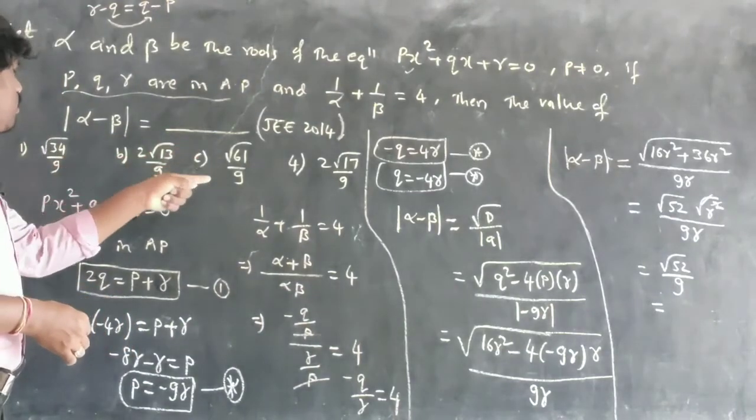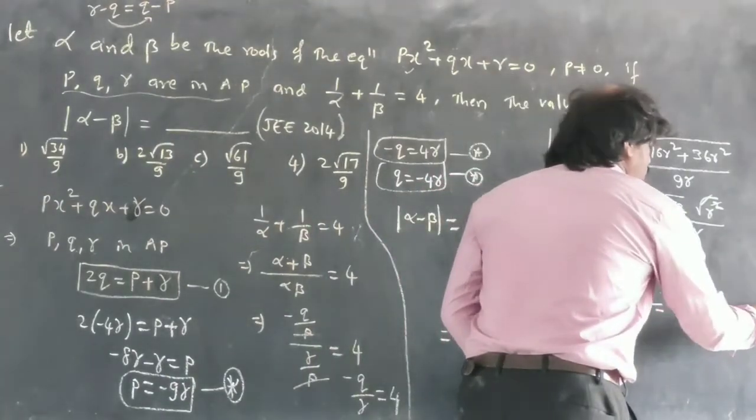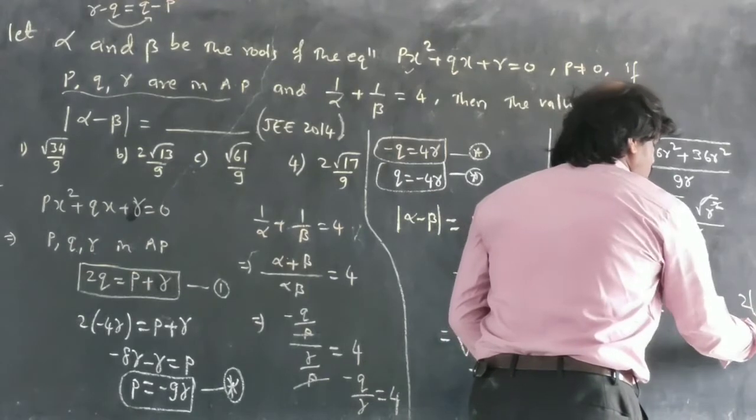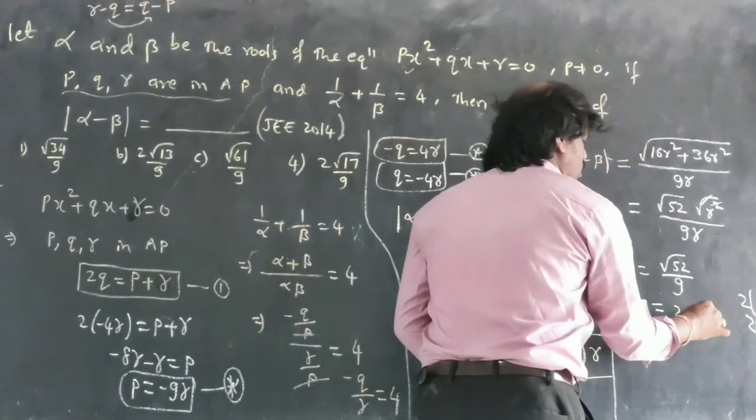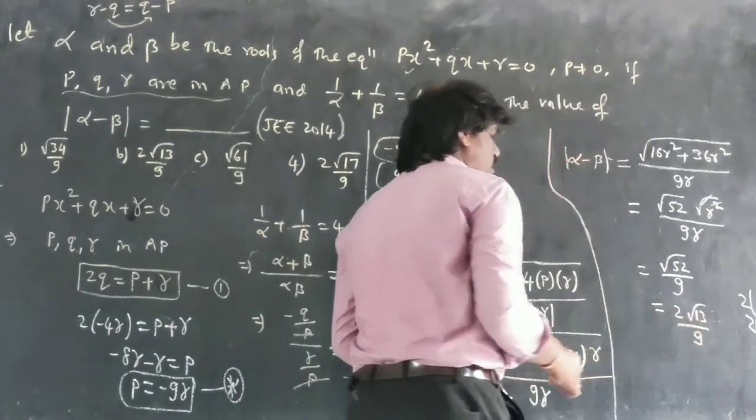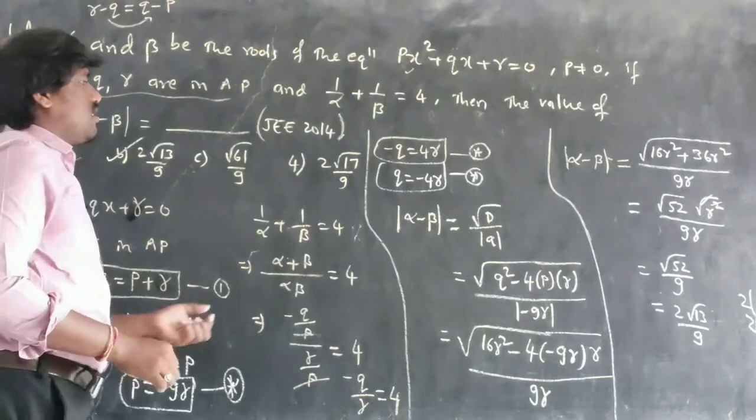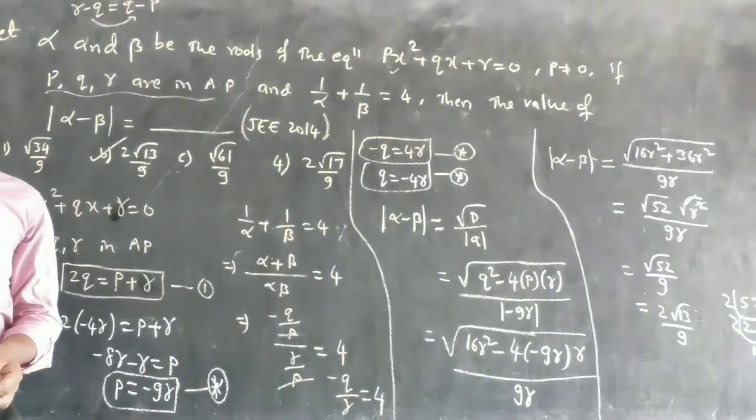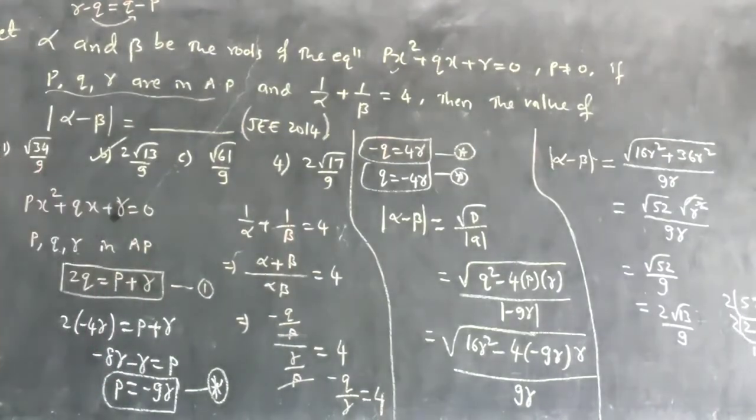52 by 9 is not among the answers. Okay, how can 52 be expressed? 2 2s are 4, and 2 13s are 26, so this can be written as 2 root 13 upon 9. Let's see. The answer is B, and this is the solution of this problem, and it's very important for JEE Mains and Advanced. Okay, let's go for the next question.